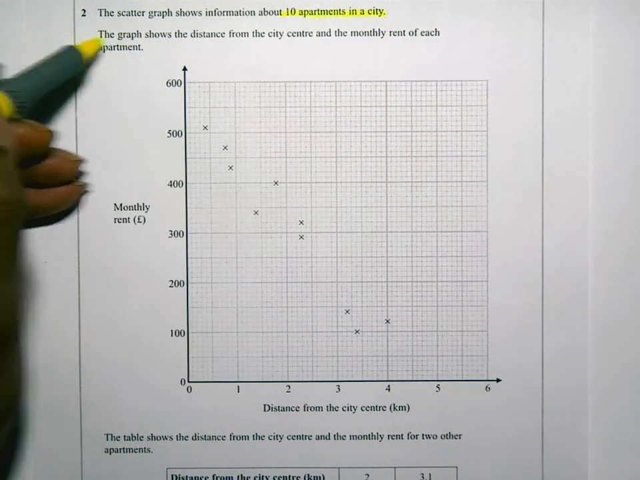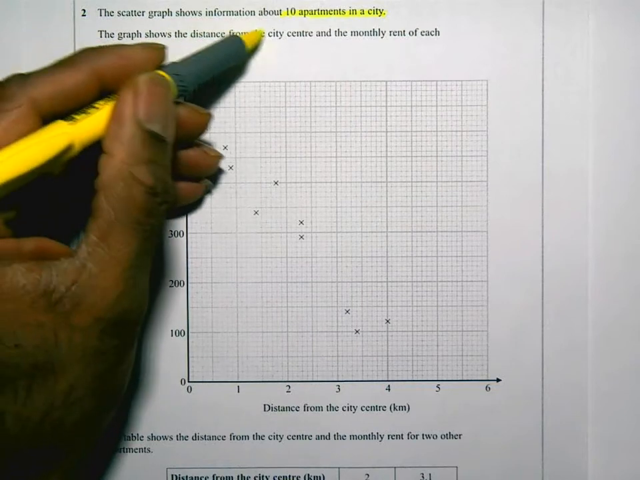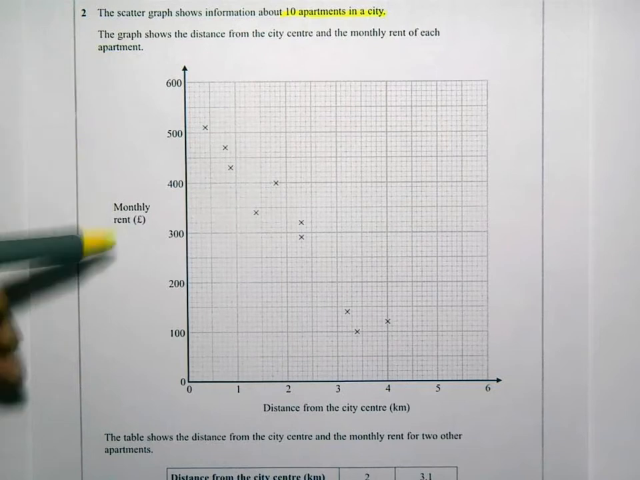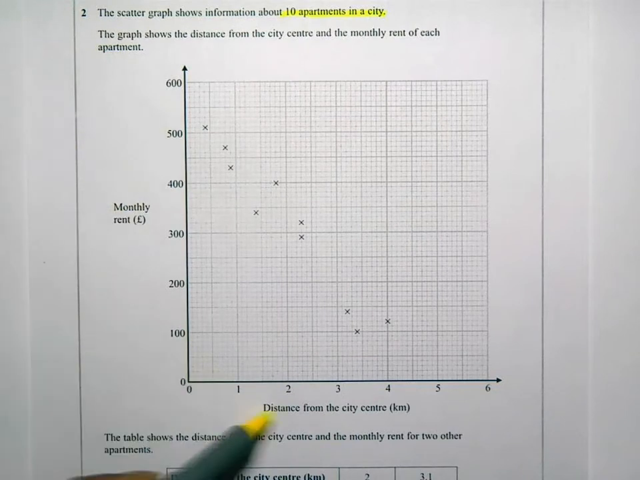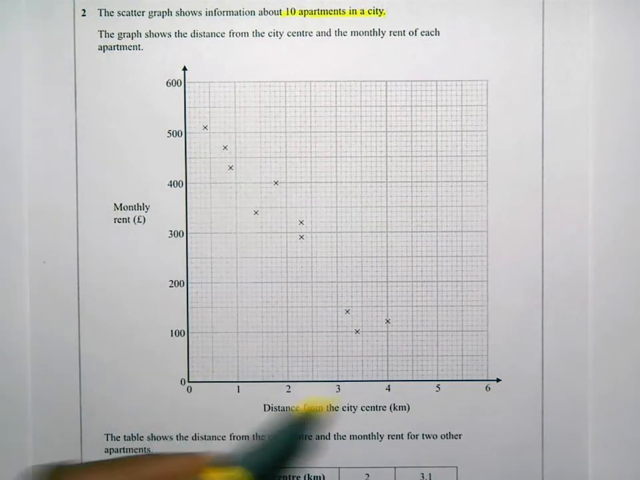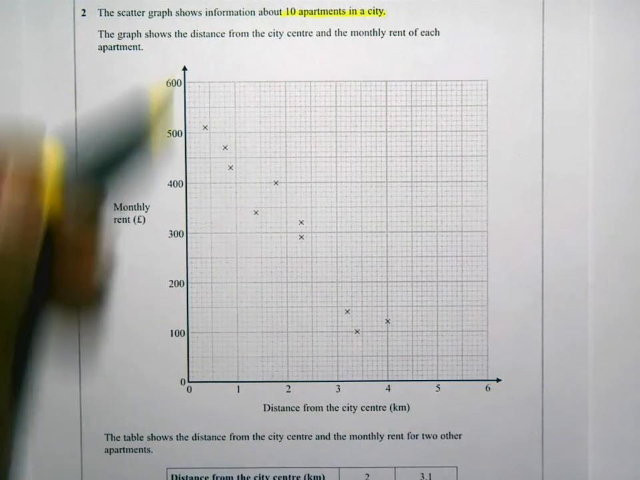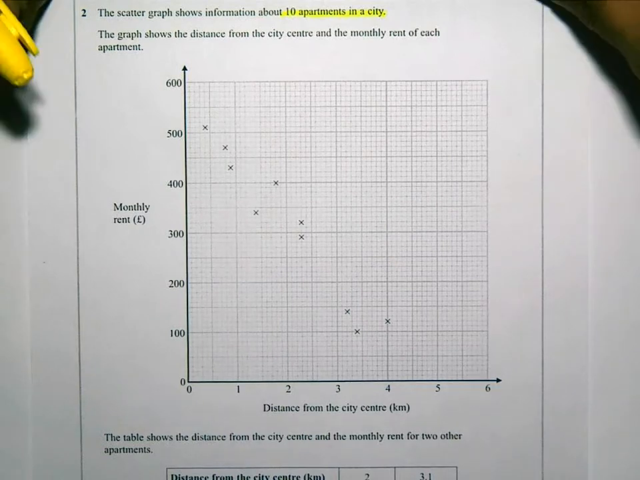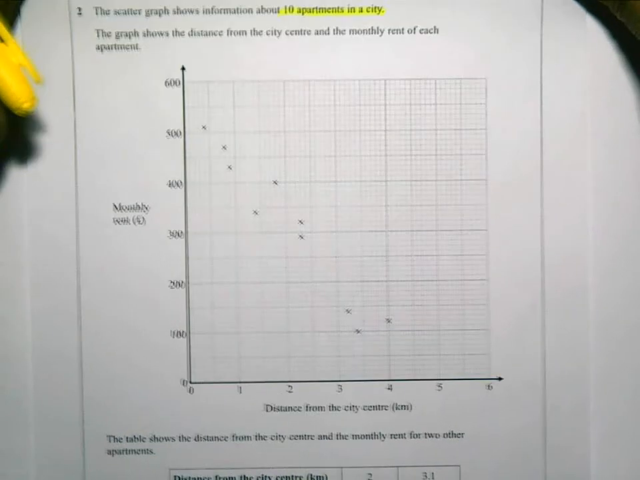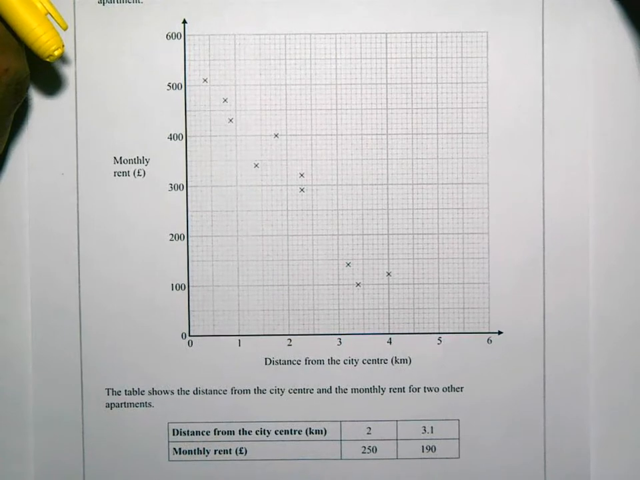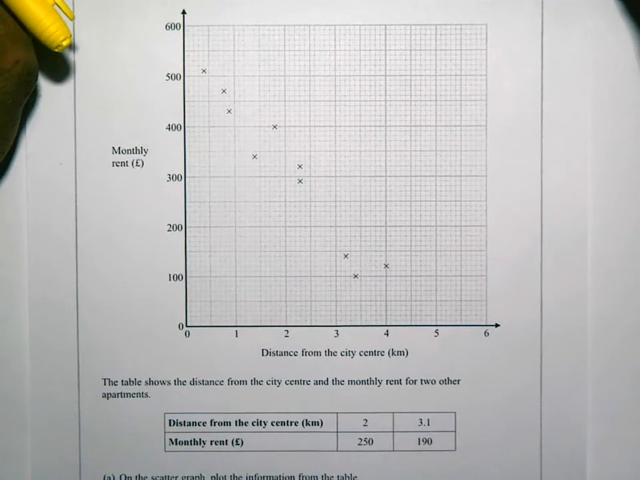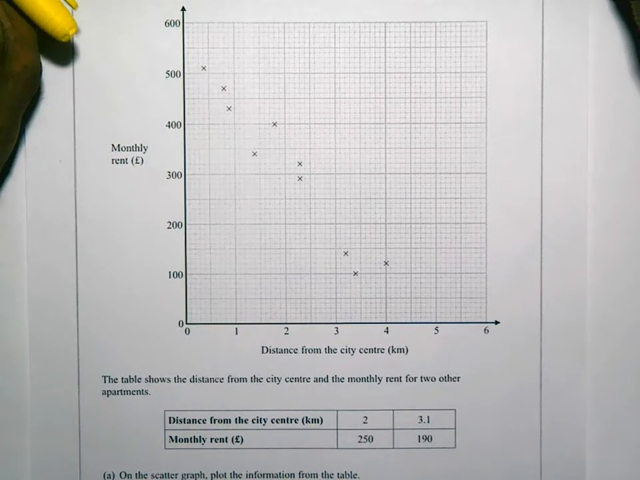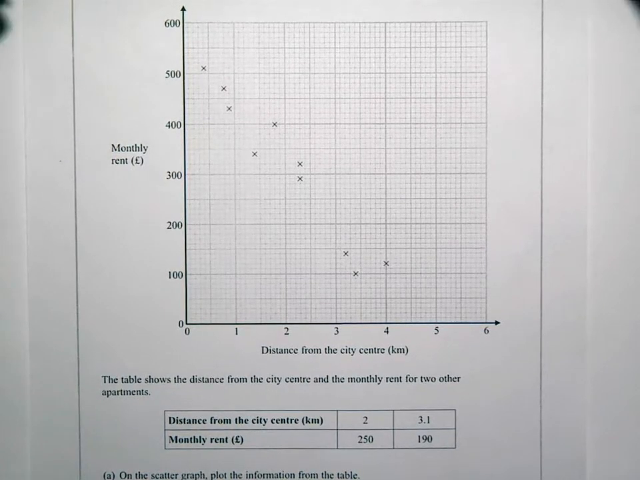The graph shows the distance from the city center and the monthly rent of each apartment. So that's the monthly rent, that's the distance from the city center, 1, 2, 3, 4, 5, 6, and there's the monthly rent in hundreds. Okay, so I think I don't need any bits from the top so far, so if I move this upwards a bit so that we could see the last part of the question, or part A of the question.